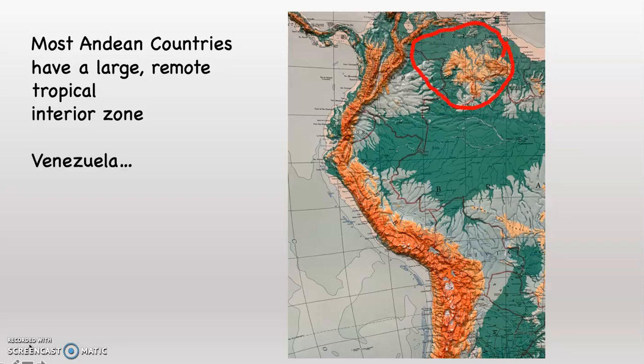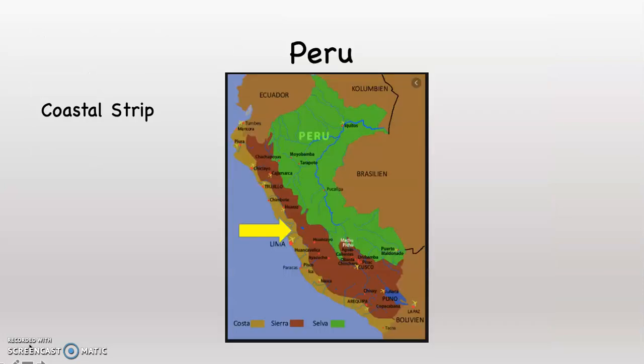Let's take a look at some of these countries. If you take a look at Venezuela, you can see that about 80% of the country is the tropical interior. In the case of Colombia, 65% of the country is tropical interior. In the case of Ecuador, this is also, by the way, where the oil is at, about 1/3 of the country is tropical interior. In the case of Peru, approximately half the country is this remote tropical interior. And in the case of Bolivia, about half the country is tropical lowlands interior.